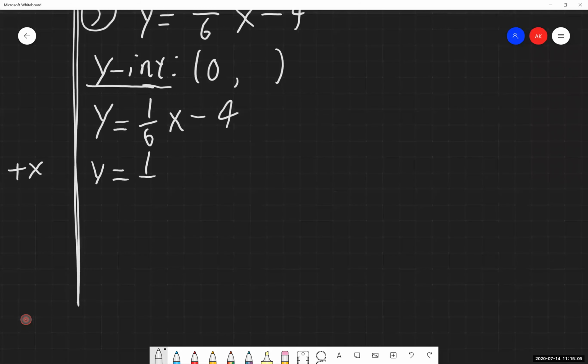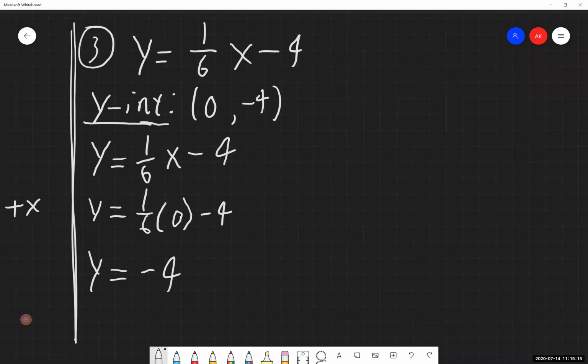So continuing on the process that I was doing with all the previous examples, just plugging that in accordingly. And I'm finding that the y value is -4. There we go.